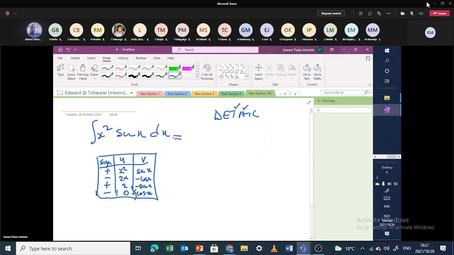So this is equivalent to, now you are multiplying. This is how you multiply. You multiply with 2 and you multiply in this fashion. So it's going to be minus x squared cos x. And then you have minus negative, and negative is going to be positive 2x sine x.